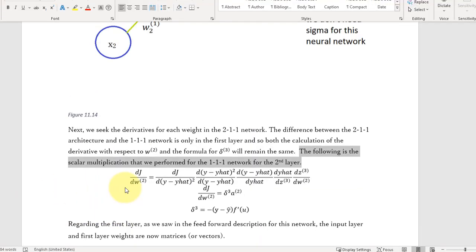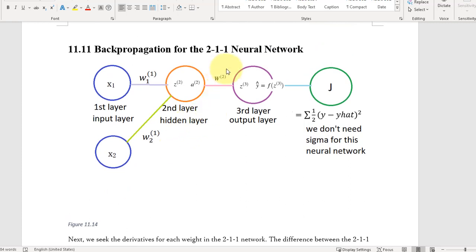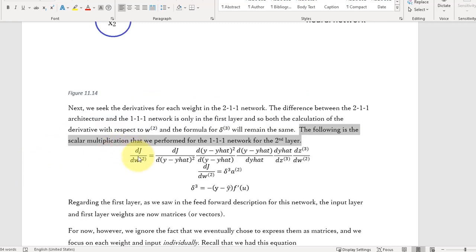Okay, so we said that to find dJ/dW2, it's going to be exactly the same as the 1-1-1 network, because from here to here is the same. So if we look at dJ/dW2, we're going to have to go through the same set of functions, and so the chain rule will give us the same result. So we still have the same result, which we can write in the same way here.